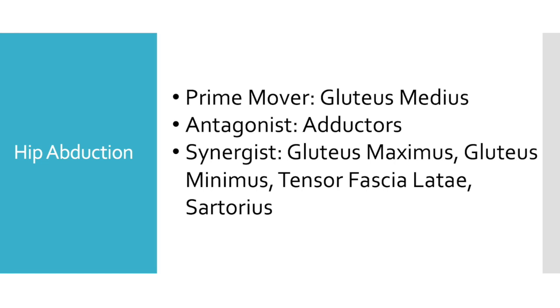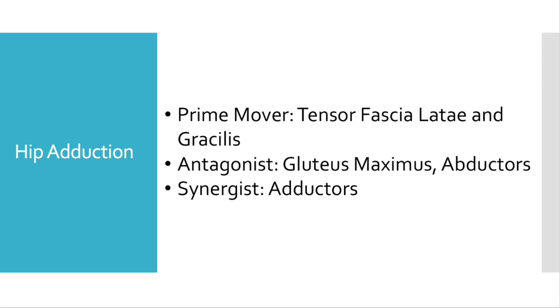The antagonists are the adductors, and the synergists are the gluteus maximus, the gluteus minimus, the tensor fasciae latae, and the sartorius. For hip adduction, the prime movers are the tensor fasciae latae and the gracilis. The antagonists are the gluteus maximus and abductors. The synergists are multiple adductors.